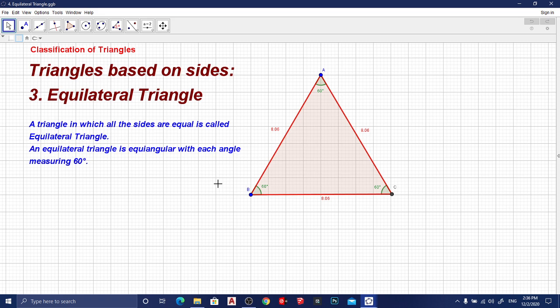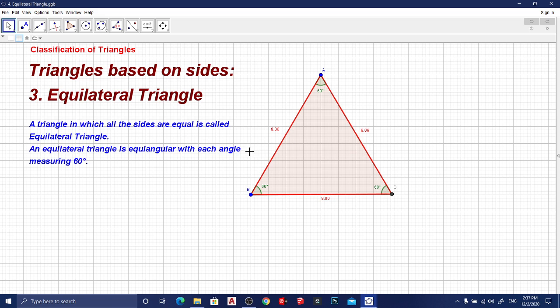If we apply the property given for the isosceles triangle, that the angles opposite to equal sides are also equal, then because in this equilateral triangle all the sides are equal, the angles opposite to all the sides are also equal. The same property can be applied here. This side is 8.6, this side is also 8.6, this side is also 8.6. The angle opposite to this side is 60 degrees, here also 60 degrees, and the angle opposite to this side is also 60 degrees.